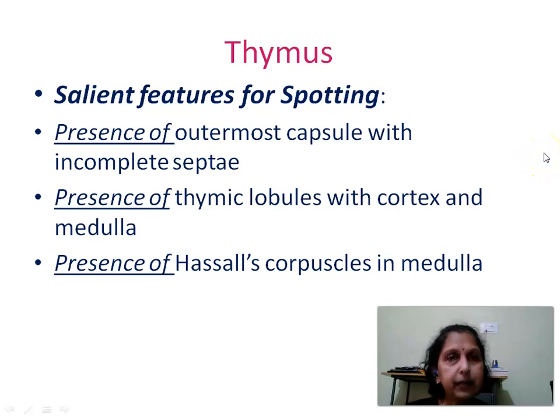The salient features for spotting a slide of thymus are presence of outermost capsule with incomplete septae, presence of thymic lobules with cortex and medulla, and presence of Hassall's corpuscles in the medulla.